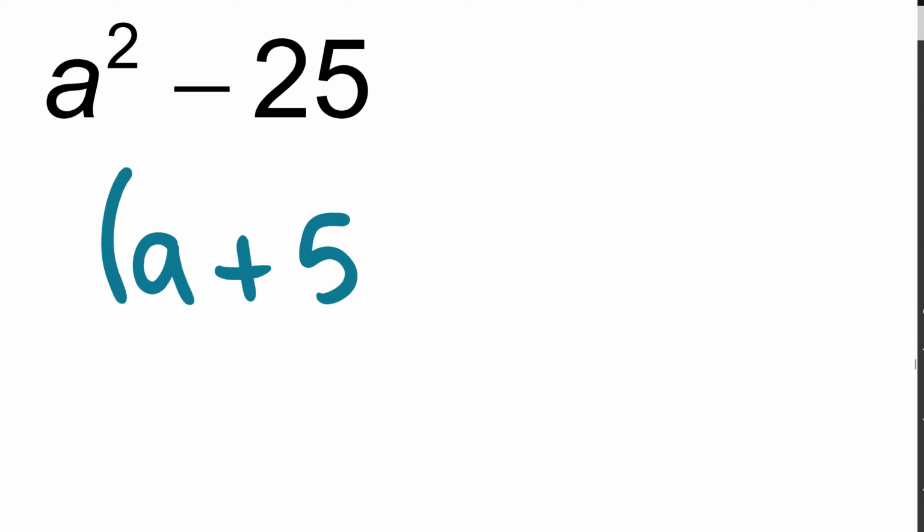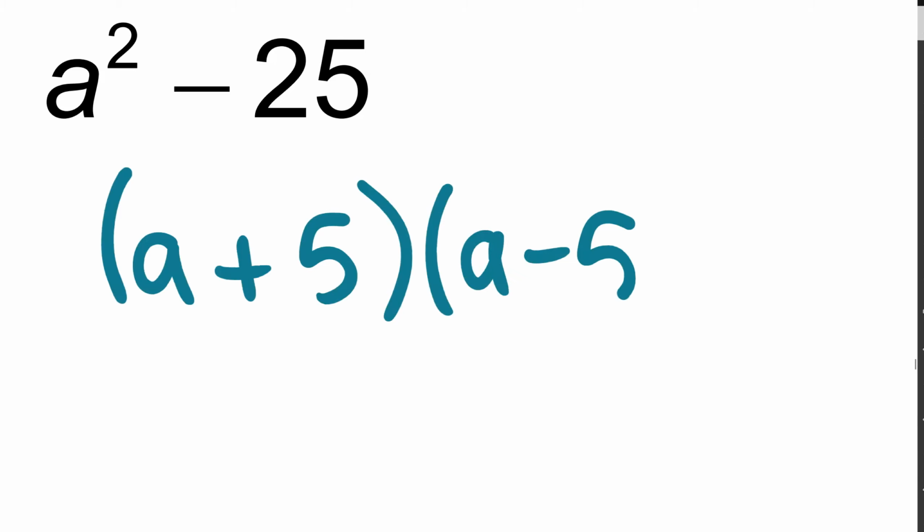So a squared minus 25. This is a difference, a subtraction, of 2 squares. a squared is literally a times a. 25 is just 5 times 5. So to factor, we would say (a plus 5)(a minus 5). Wait, is that all we have to do? The directions say factor. Is this factored? Yes. Okay. Let's try the next one.